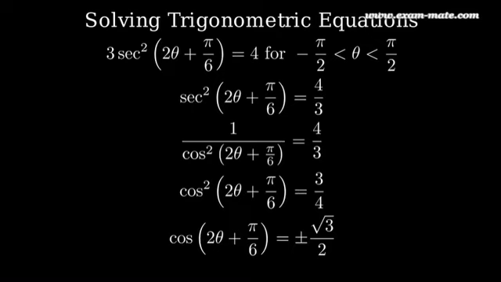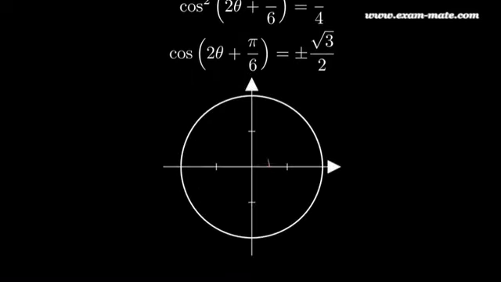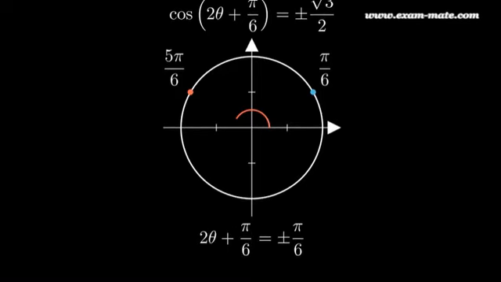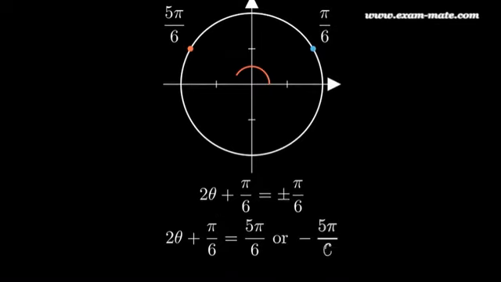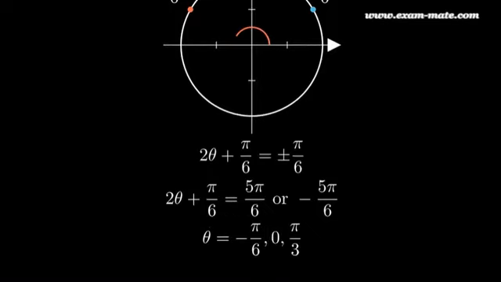Let's visualize this on the unit circle. The cosine value of square root of 3 over 2 occurs at angle pi over 6 or 30 degrees, and negative square root of 3 over 2 occurs at 5 pi over 6 or 150 degrees. Now we can solve for theta. From the positive case, we get 2 theta plus pi over 6 equals plus or minus pi over 6. And from the negative case, we get 2 theta plus pi over 6 equals 5 pi over 6 or negative 5 pi over 6. Solving these equations and considering our domain restriction, we get 3 solutions: negative pi over 6, 0, and pi over 3.